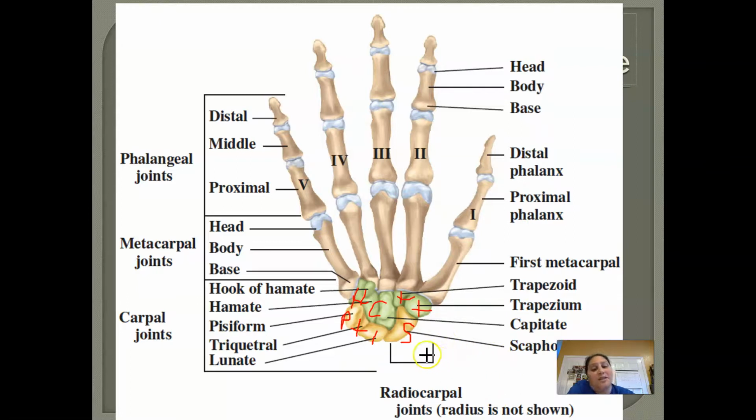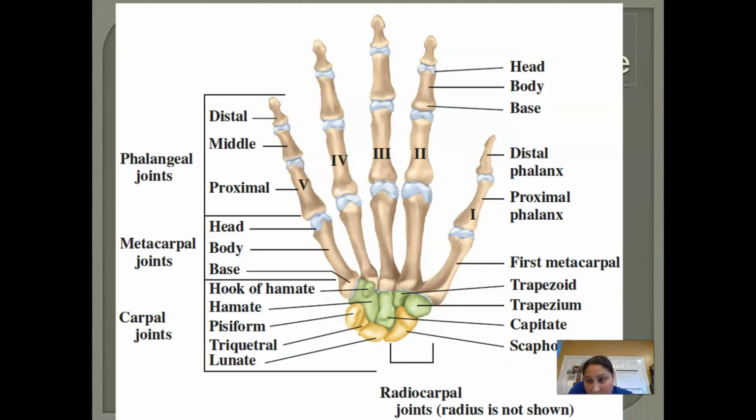So on the thumb side, proximal, you've got your scaphoid, your lunate, your triquetral, your pisiform. Then going back up here, trapezium, trapezoid, capitate, hamate. Some lovers try positions that they can't handle.